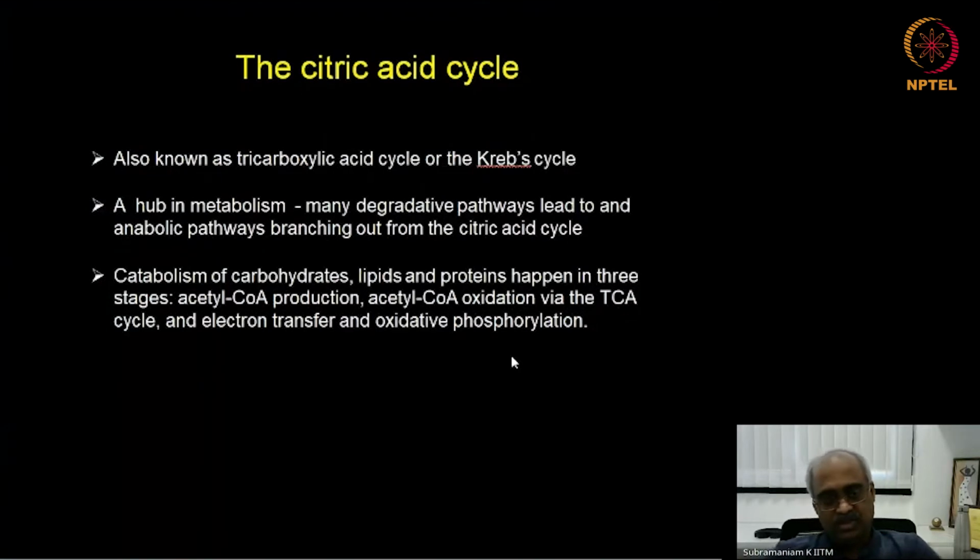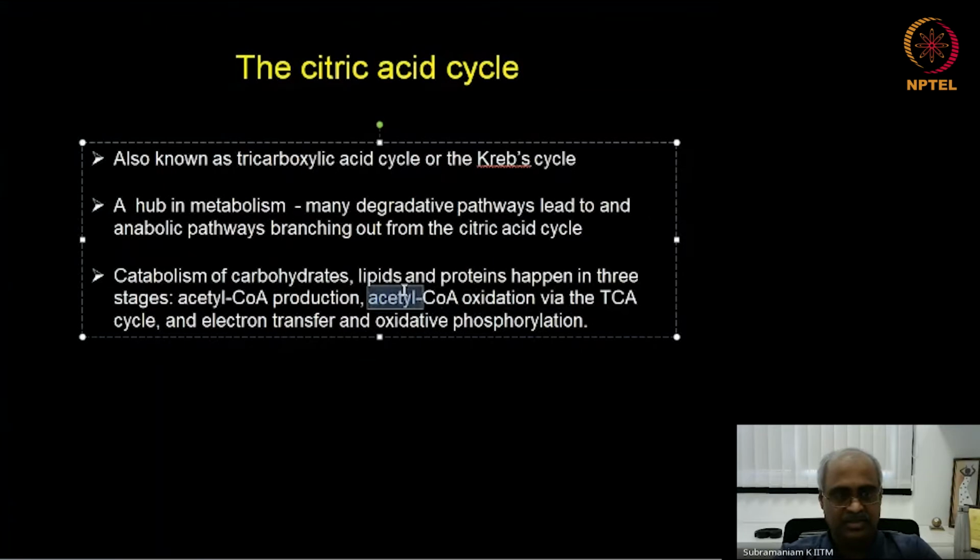Okay. So the degradation of these compounds, these 3 macromolecules, involves 3 stages. The first is production of the acetyl-CoA, which is the one that is going to enter into the TCA cycle. And the oxidation of this acetyl-CoA to carbon dioxide, and this is what happens via the TCA cycle. So when we are going to talk about the TCA cycle, what is accomplished is this. Acetyl-CoA gets oxidized to carbon dioxide.